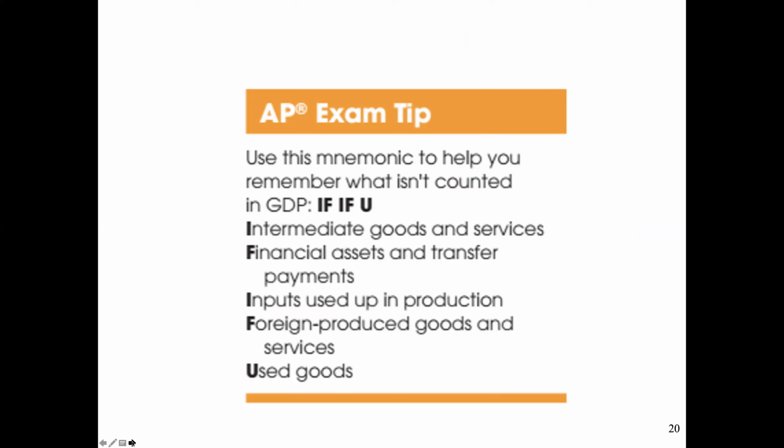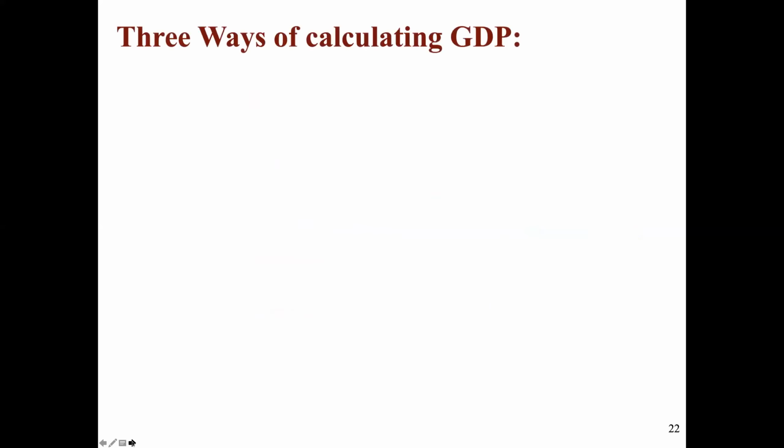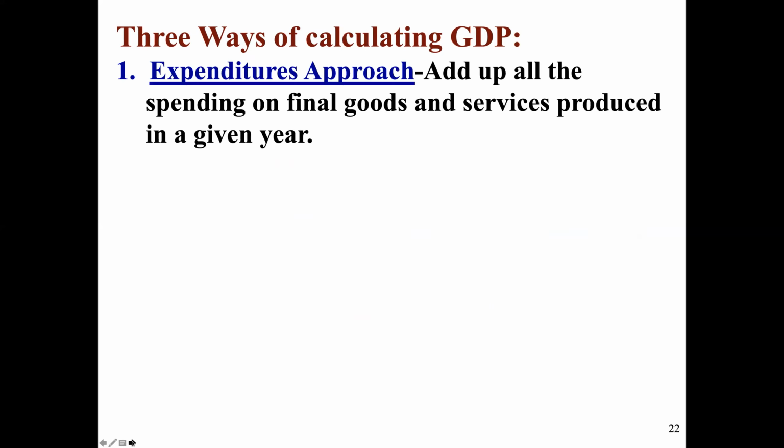Okay, so we know what GDP is, we know what's not included in it, so let's get to how we actually calculate GDP. How do we get to that number of $20 trillion for the US economy? Well, there are three approaches. The first approach is the expenditures approach. Expenditures just means spending. And for the expenditures approach, you add up all the spending on final goods and services produced in a given year.